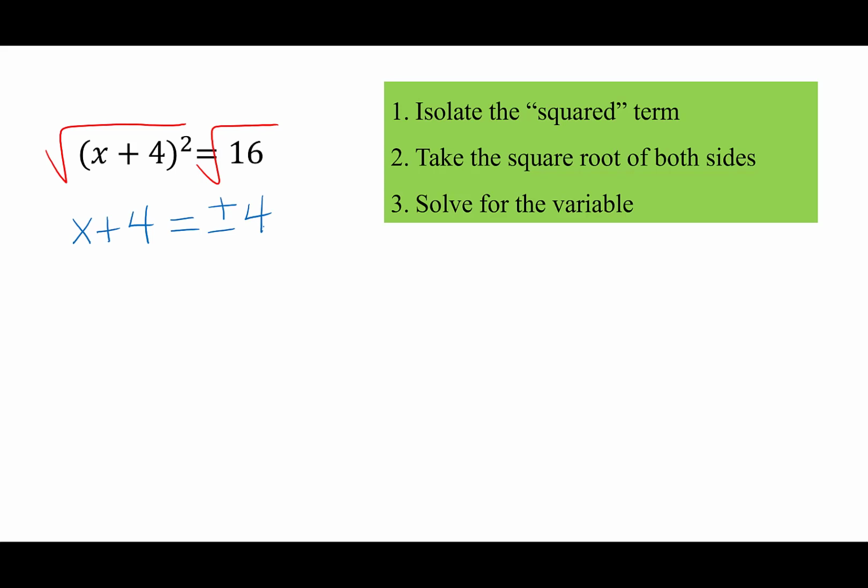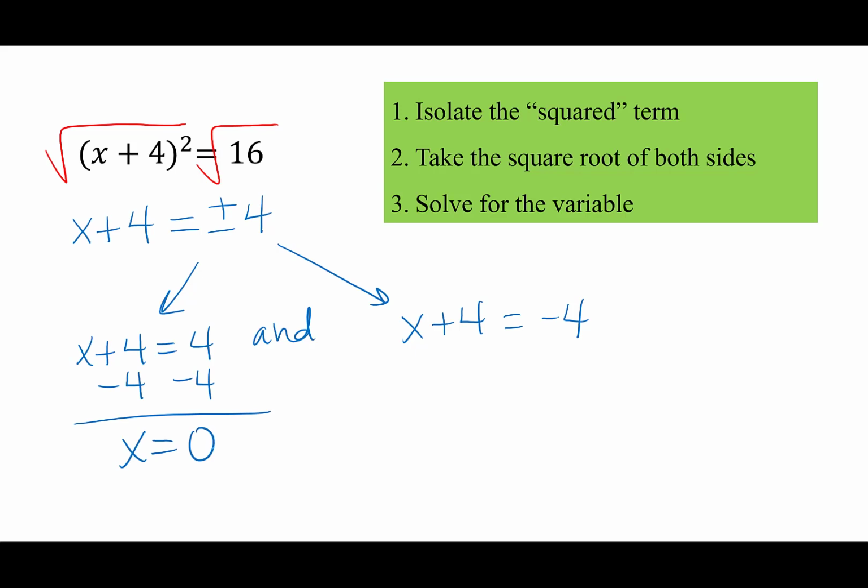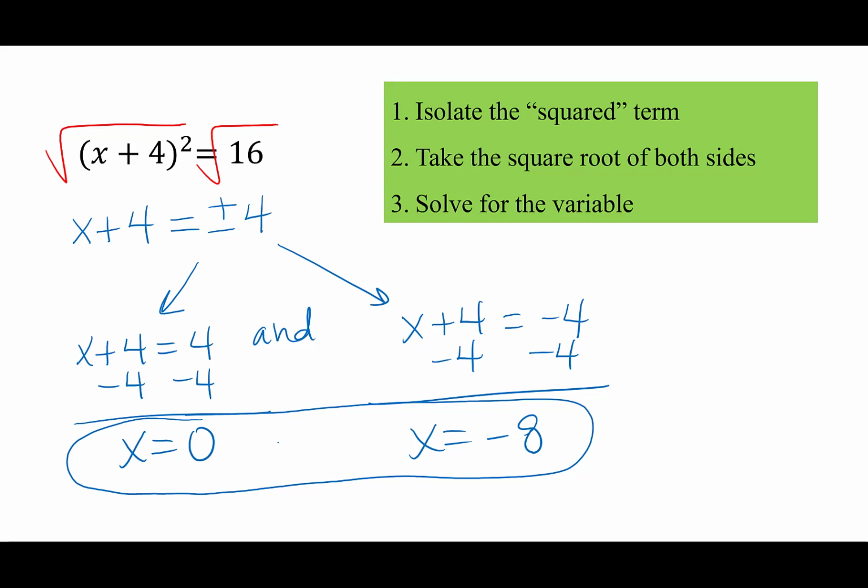We still need to solve for x, but I strongly encourage you to break this into 2 separate problems. We have x plus 4 equals positive 4 and x plus 4 equals negative 4. And then solve each of those equations separately. This is minus 4, which will give us x equals 0. And when we subtract 4 over here, we have x equals negative 8. So notice that these are not the same numbers, okay, but these are the same answers. If you were typing this into WebAssign, you can just put 0, comma, negative 8.